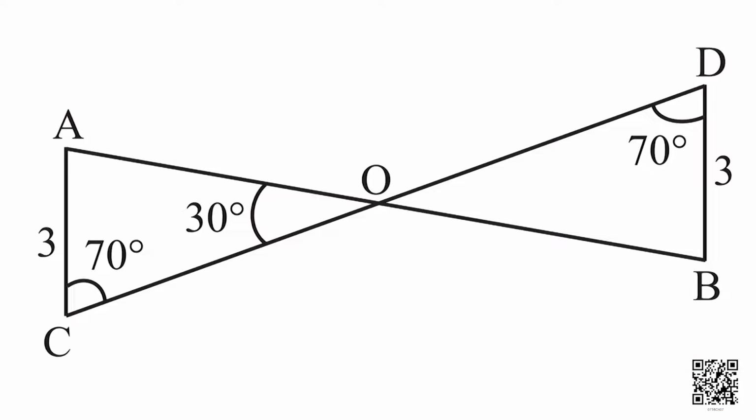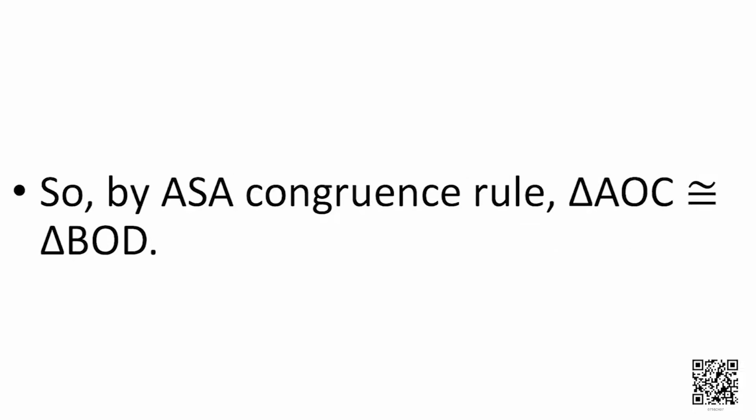Thus, we have angle A equals angle B, AC equals BD, and angle C equals angle D. Now, side AC is between angle A and angle C, and side BD is between angle B and angle D. So, by the ASA congruence rule, we can say that triangle AOC is congruent to triangle BOD.